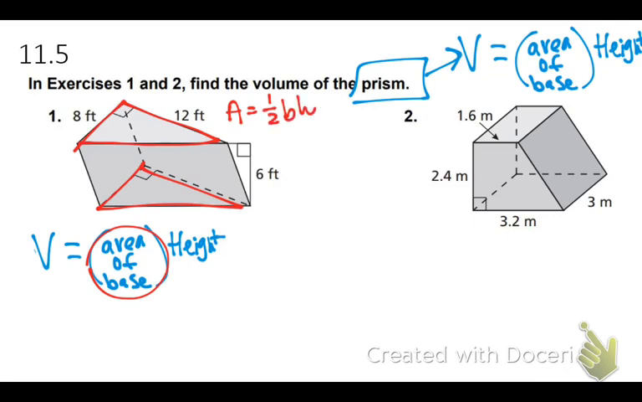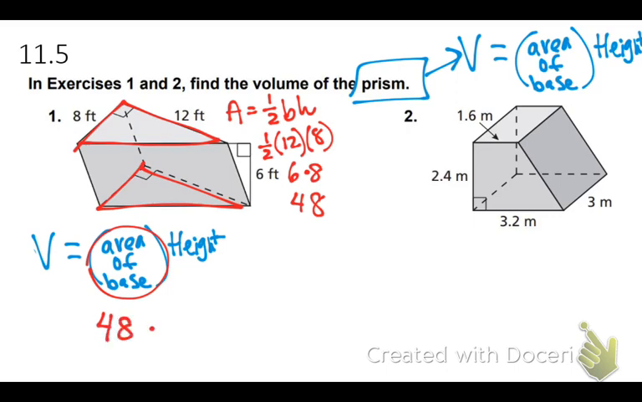So whenever you're finding the area of a shape, you should only be looking at the base. So what are the only two numbers that are involved with finding the area of this triangle? 12 and 8, or 8 and 12, however you want to say it. Half of 12 is 6, and times 8 is 48. So the area of the base is 48.